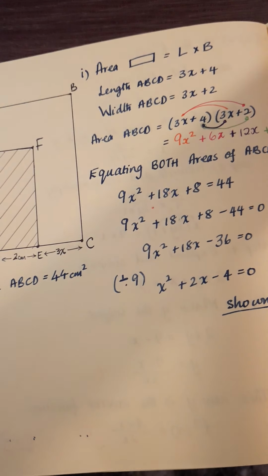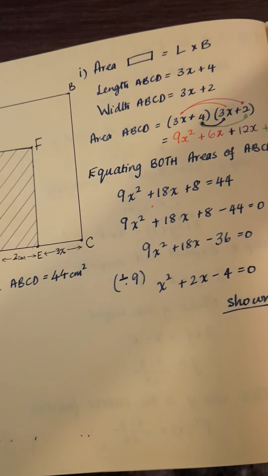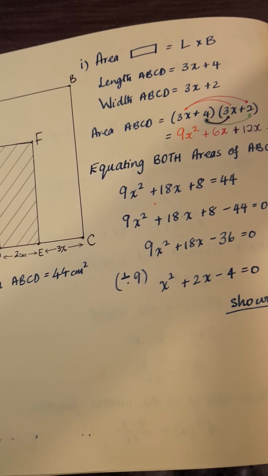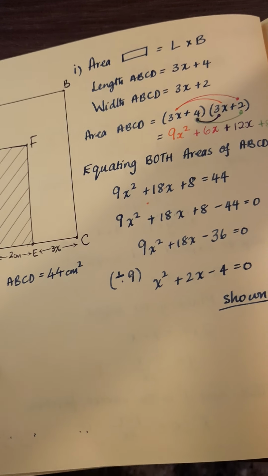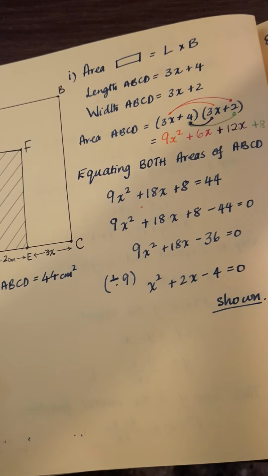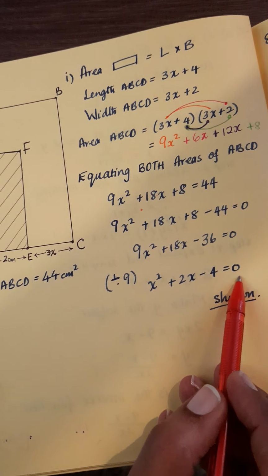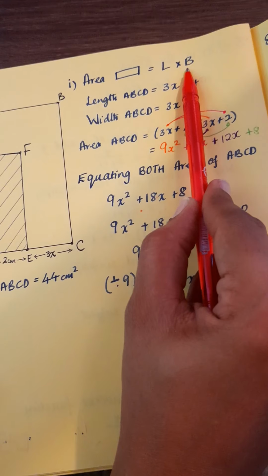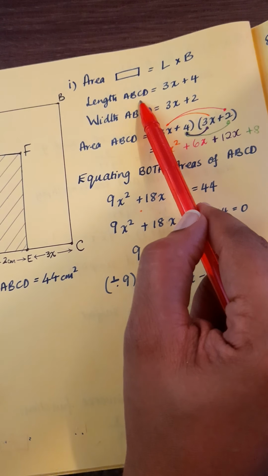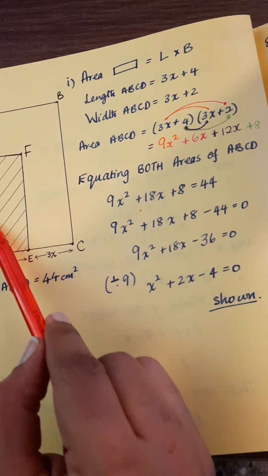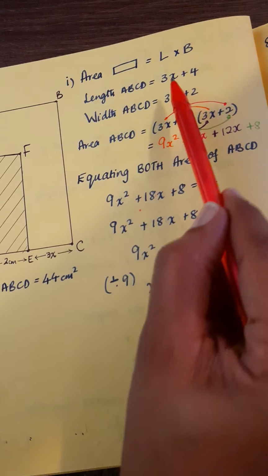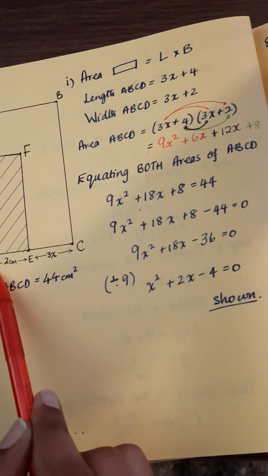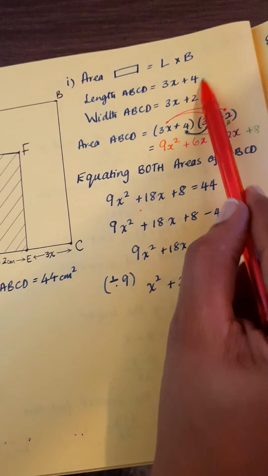Ooh, 8 part B part 1. We are given a diagram, shows 2 triangles, and we have to show that the area of the larger rectangle ABCD is equal to this. So you break it down. The area of any rectangle is length by breadth. What is the length of ABCD? I always go the length is the longer side. 3x plus 4. The width is 3x plus 2. So that is what we have there.